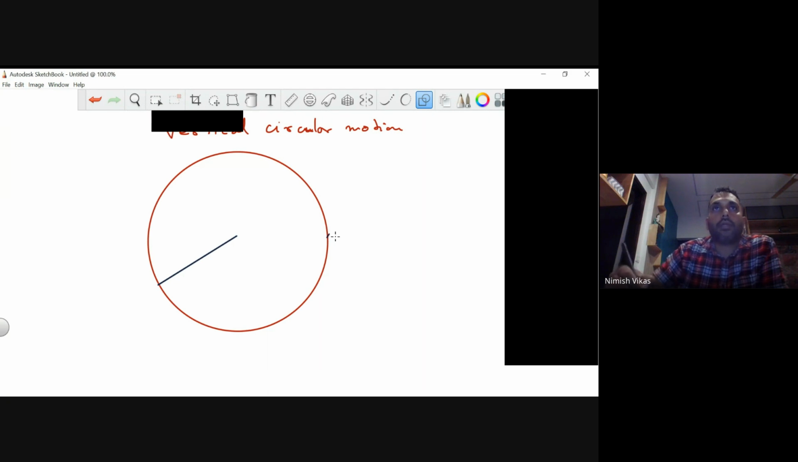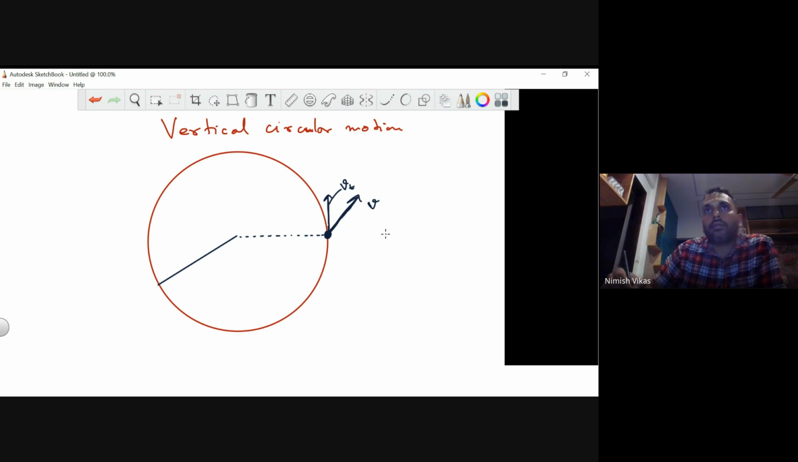Suppose you have the body over here, and suppose at that instance it had got a velocity v this side. And suppose you want to find out the centripetal acceleration with respect to this circular path. Then you will take this component of the v, v tangential, and m v tangential square by r will be your centripetal force.